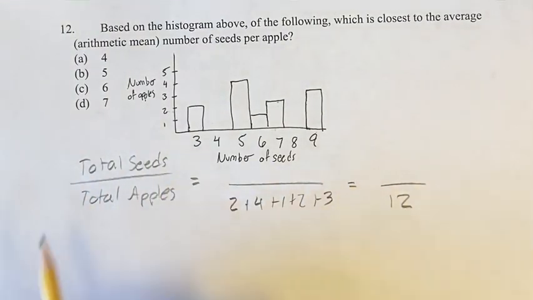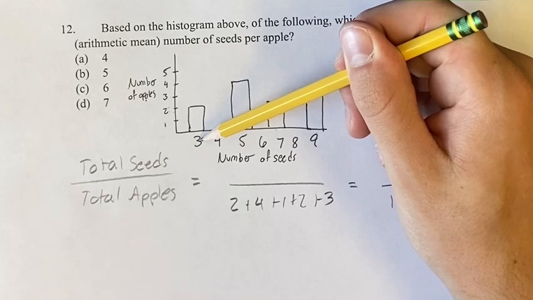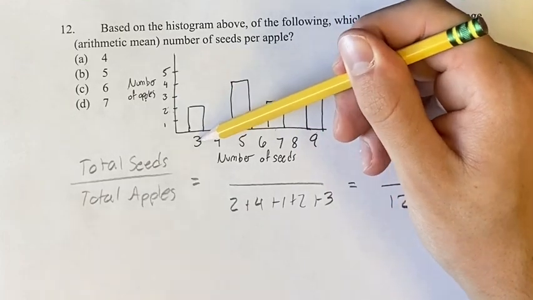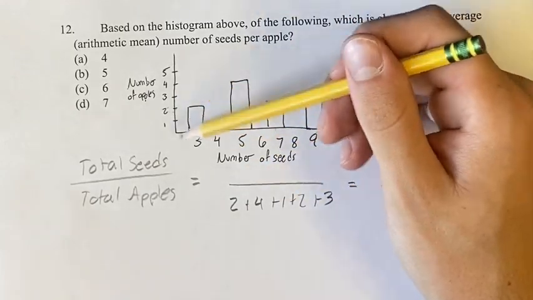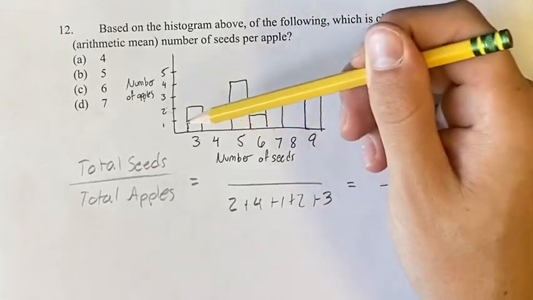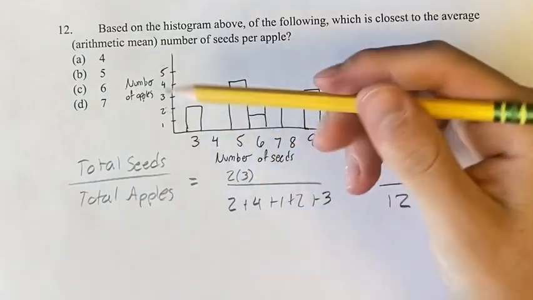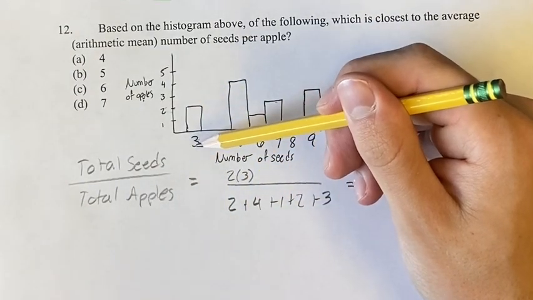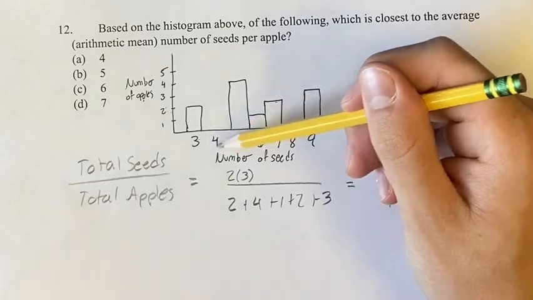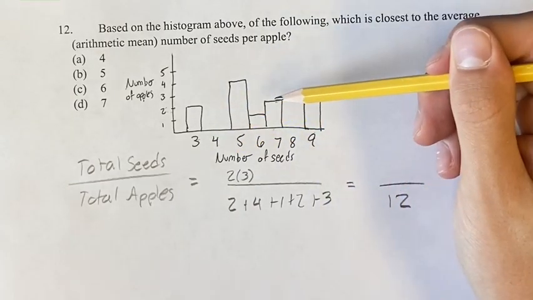Now, the total number of seeds might be a little bit trickier until you think, okay, so we have 2 apples that have 3 seeds each. So that means there's going to be 2 times 3, or 6 seeds for these apples. And you can go through for each one and say, okay, there's 2 times 3 for 3 seeded apples. There's no apples here, so 0 times 4, right? Makes sense. There's no seeds for 0 apples.